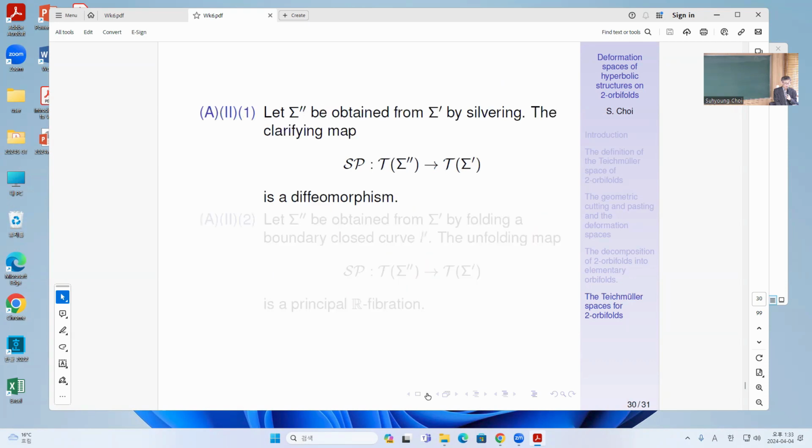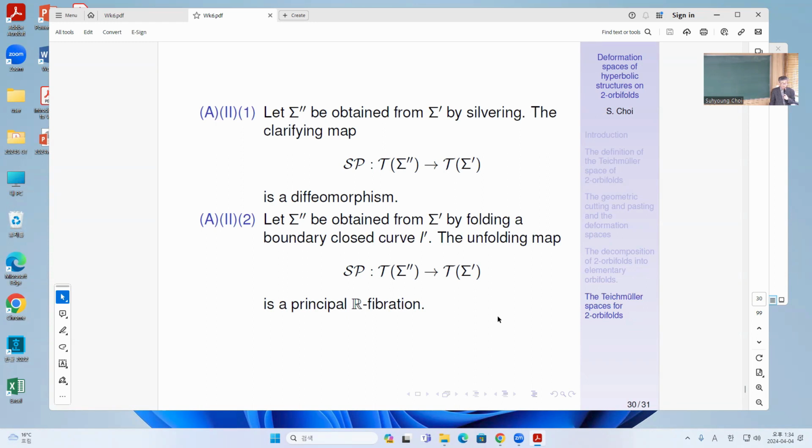And then for A1 to 1, it's just doing the silvering for the boundary component. Then this is just the diffeomorphism, and just that you now have a lesser number of boundary components, right? And of course, it's just forgetting some component, so it's still going to be a fibration. So that's all it is.